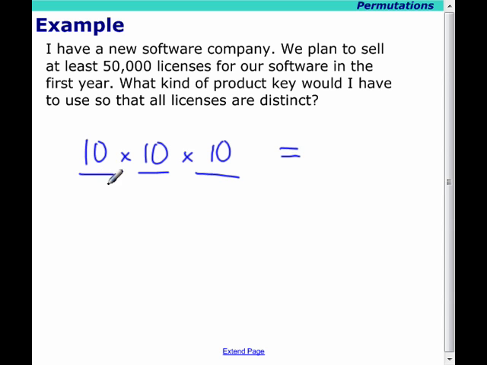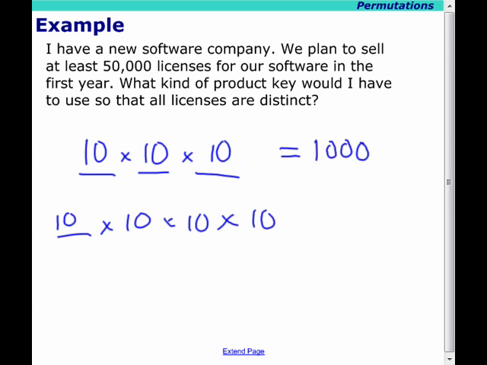So if I only used a 3-digit product key, oh, that's not going to be enough. That's only 1,000 different licenses, I need 50,000. Well, okay, I could put another number. So let's go with that again. So instead of just 3 numbers, maybe I could go 4. That'll only give me 10,000. Now I'll be cool. I'll give them another one. So that'll be 100,000.